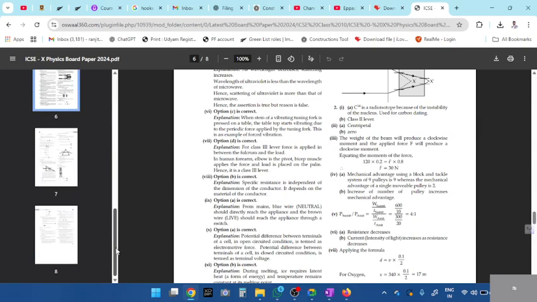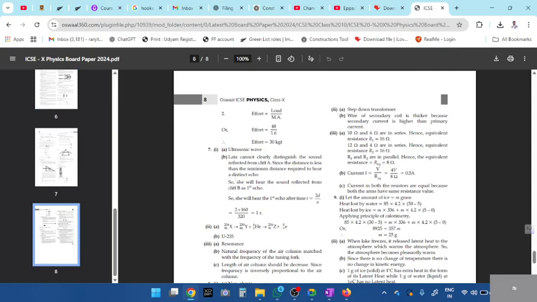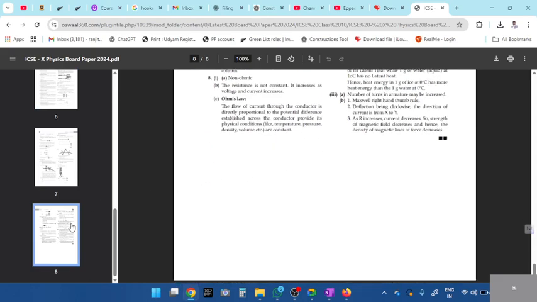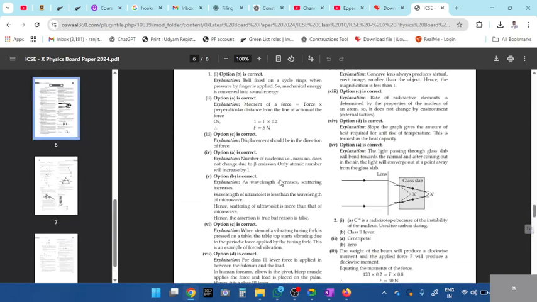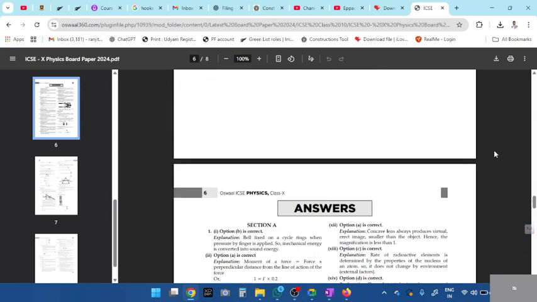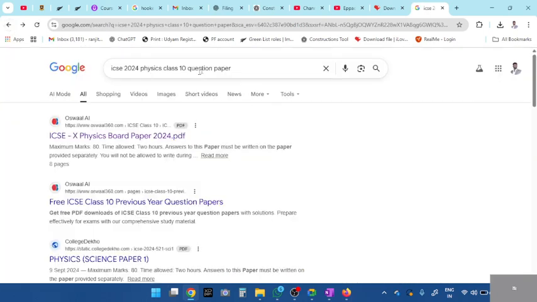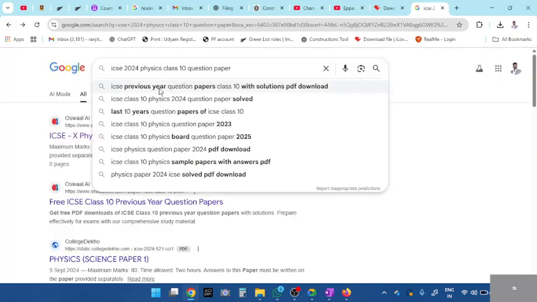Fine. So do one thing, students. Today you utilize for this. Download all this. How many pages are there? Total how many pages? Left hand side. All of you will respond. How many pages are there? 8, right? 8 pages. Including the answer. So look here. 8 pages. 2024 is available.